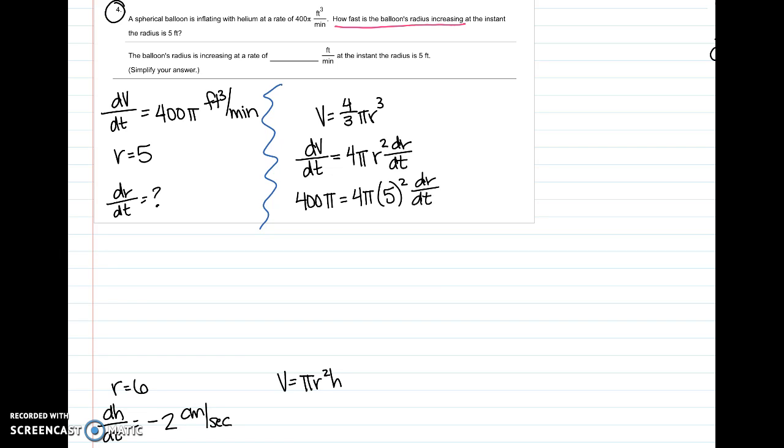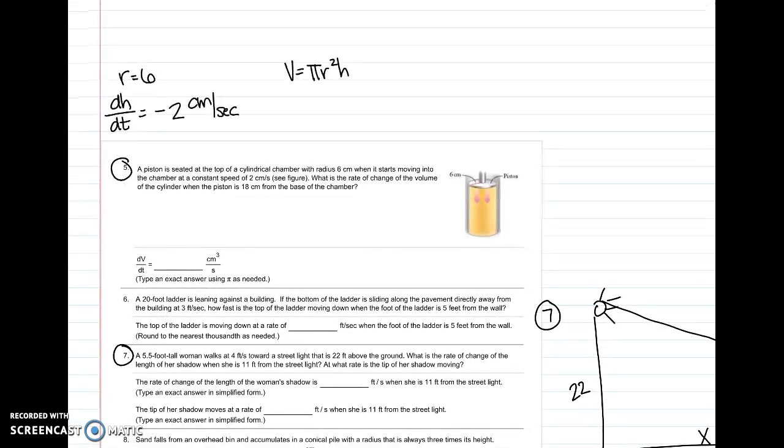Beautiful job. So Jackson, what do we need to do to get dr/dt by itself? Well, that's right. We need to divide by 4 pi times 5 squared. Divide by 4 pi times 5 squared. And I will leave it to you guys to figure out the unit on dr/dt. By the way, they told us it's feet per minute. And also to simplify that if it needs to be simplified. Okay? Let's look at number 5.